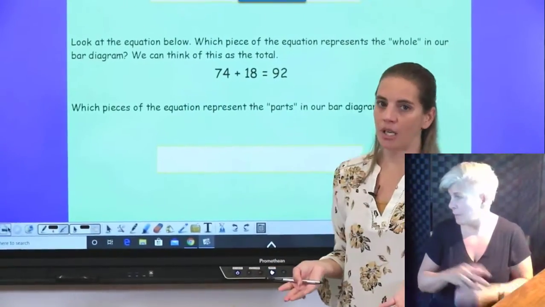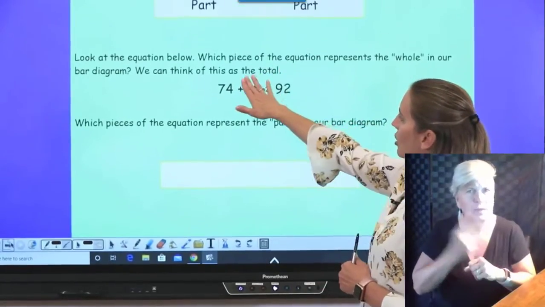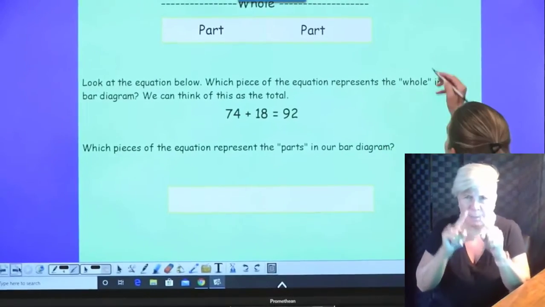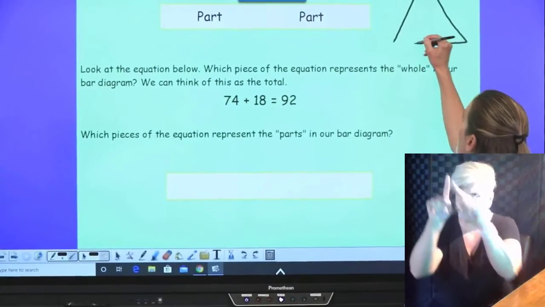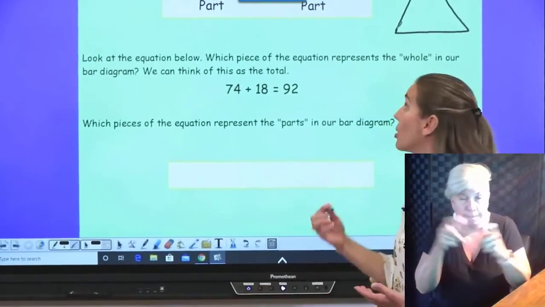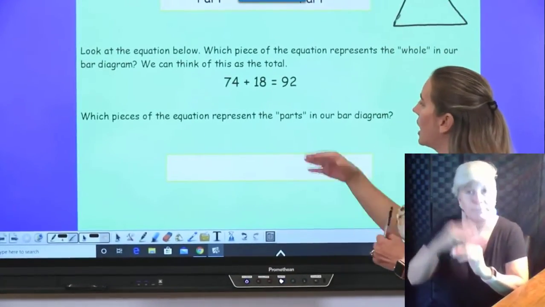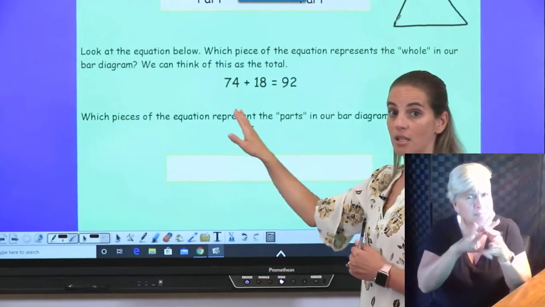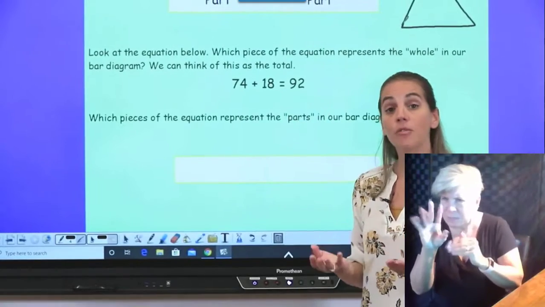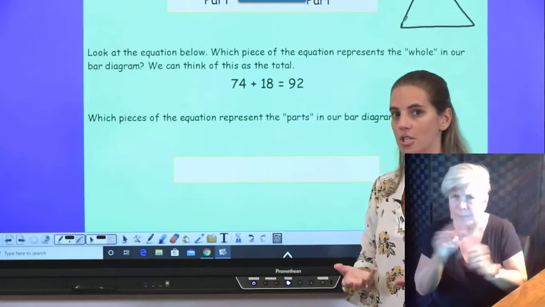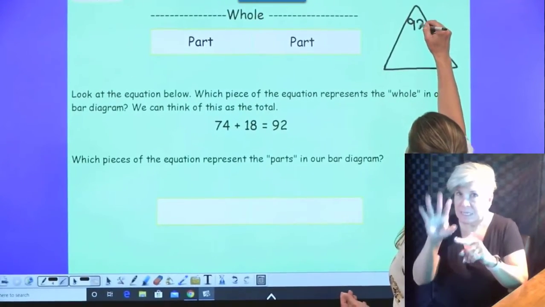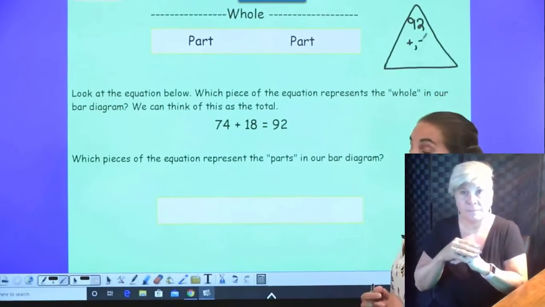Okay, so let's see if we can understand how this works. So we're going to look at our equation below and we're going to figure out which pieces go where. So think about that triangle. I'm going to draw that triangle right here. Okay, remember that the sum, or the largest number, went up here at the top. So when I look here at this number sentence, I've got 74 plus 18 equals 92. Which of those is the sum? What's the largest number? Perfect, the 92. So in our triangle, our 92 would go up there at the top.